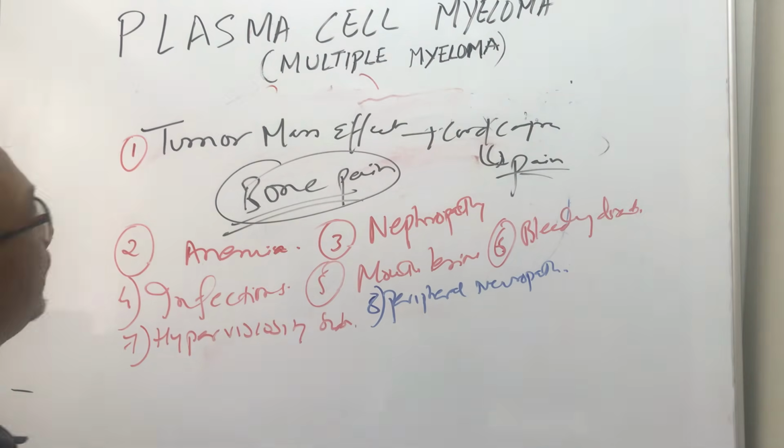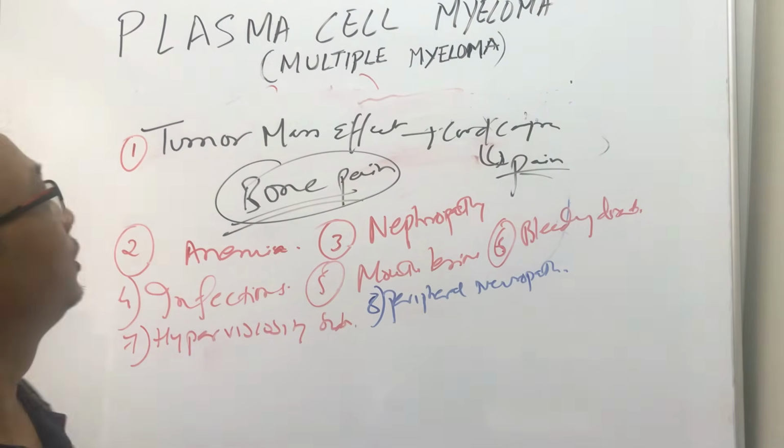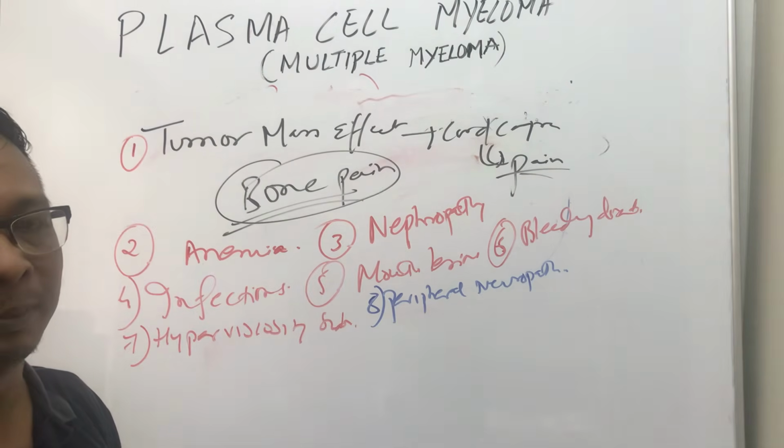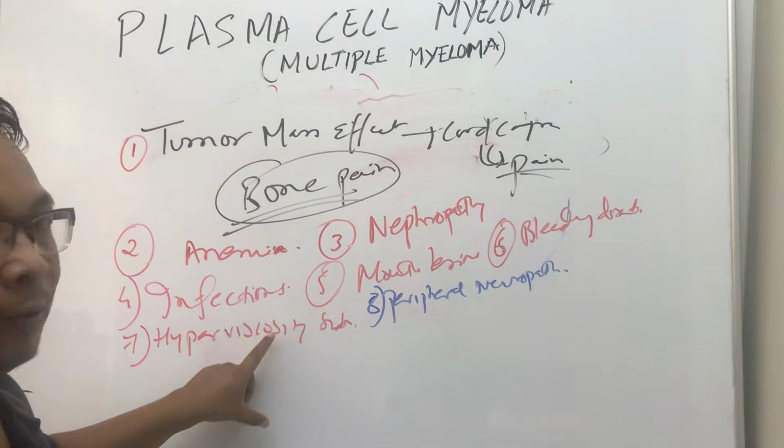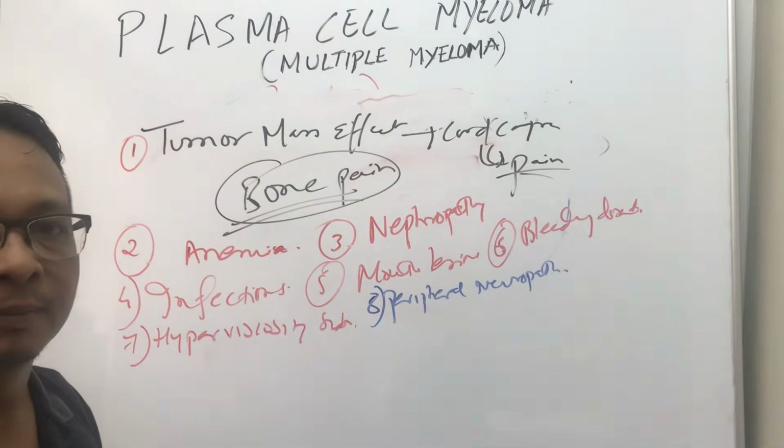so these are the basic pathophysiology or clinical features of plasma cell myeloma or multiple myeloma. You have to remember all these 8 points related to multiple myeloma.